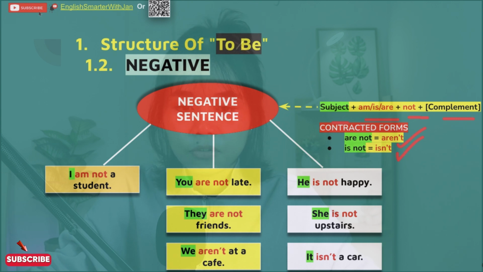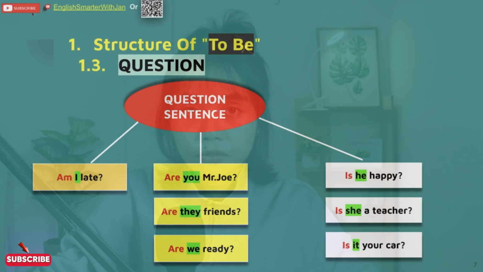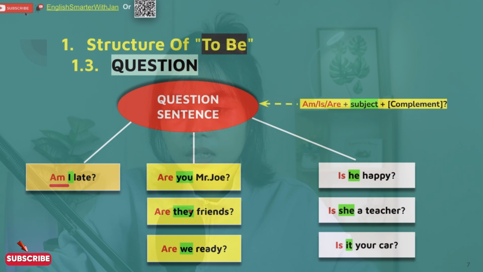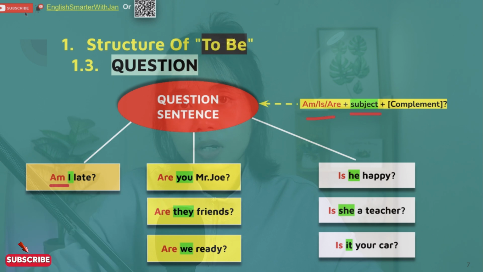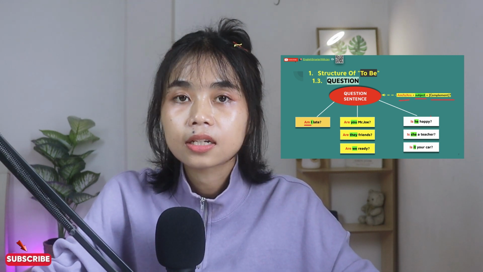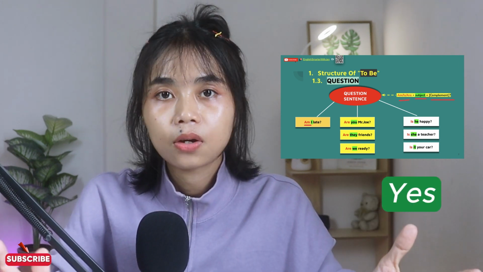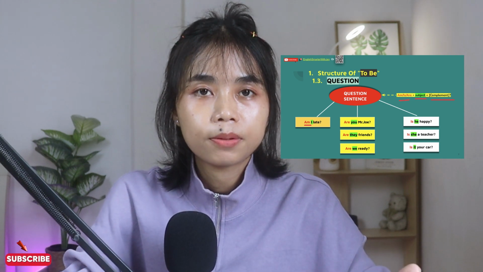Okay, finally, the question form. The question form is slightly different from the positive form because the verb to be comes before the subject. So the structure is the verb to be, and then the subject that corresponds to that verb, and then the subject complement. In English, this kind of question is called a yes-no question because your answer is just a yes or a no. And to answer this kind of question, you don't need to repeat the whole sentence. This is called a short answer.